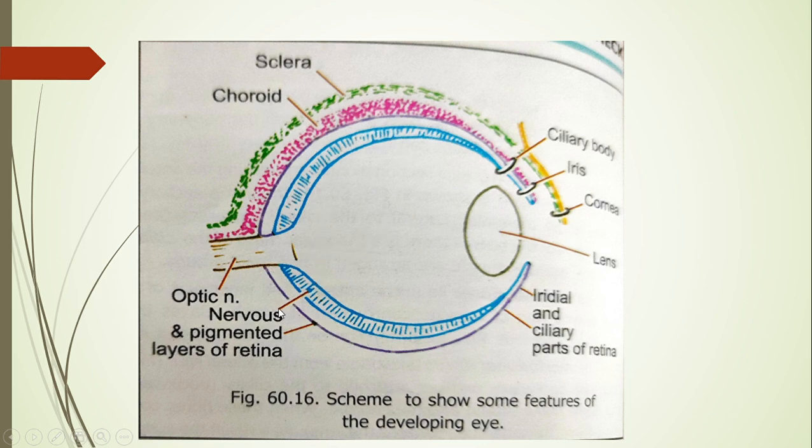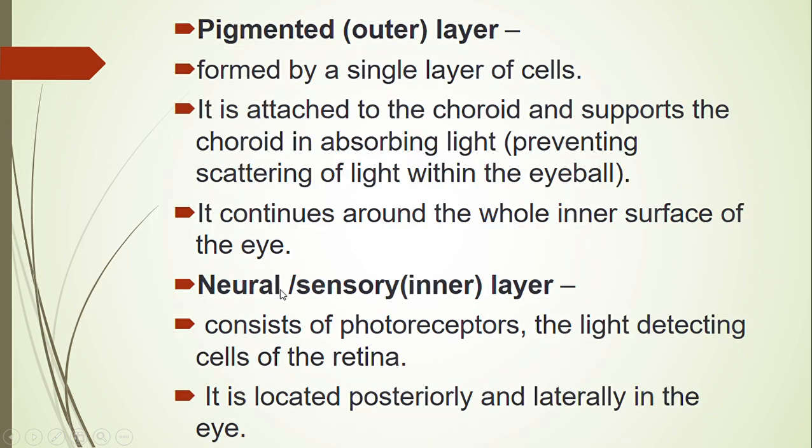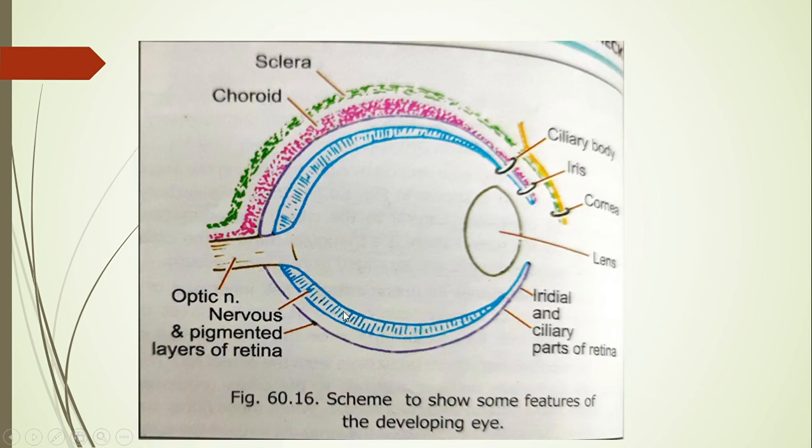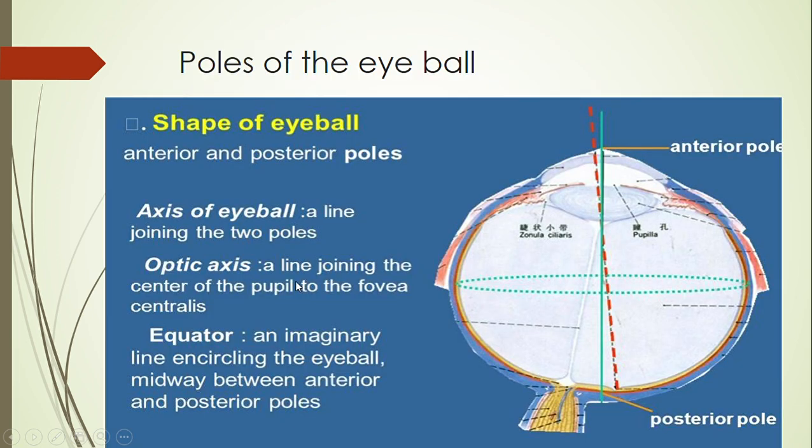The next layer is the nervous or sensory layer. It consists of photoreceptor cells. This inner layer has the photoreceptor cells and ganglions, and the processes of the ganglions forming the plexiform layers. It is responsible for the collection of light to make the images. So that is all about the three layers, the tunics, of the eyeball.